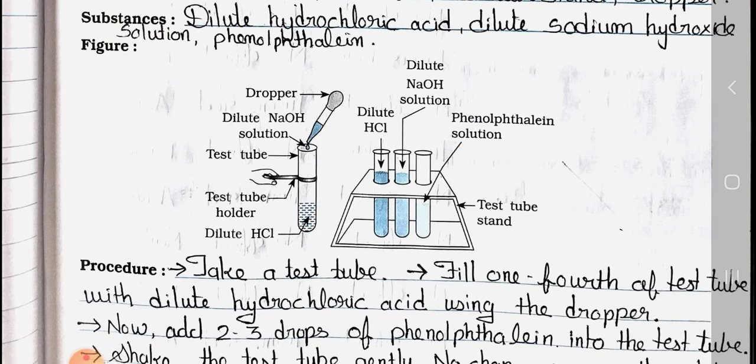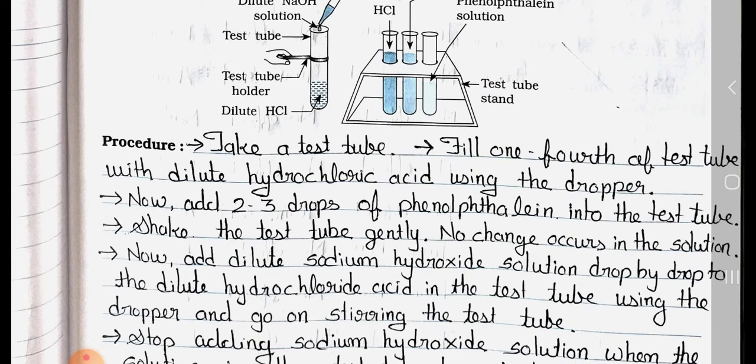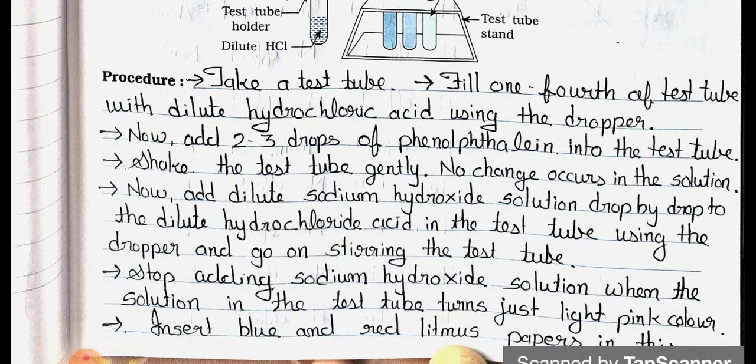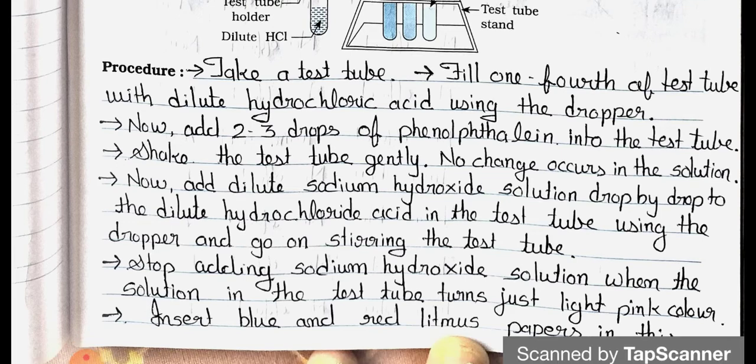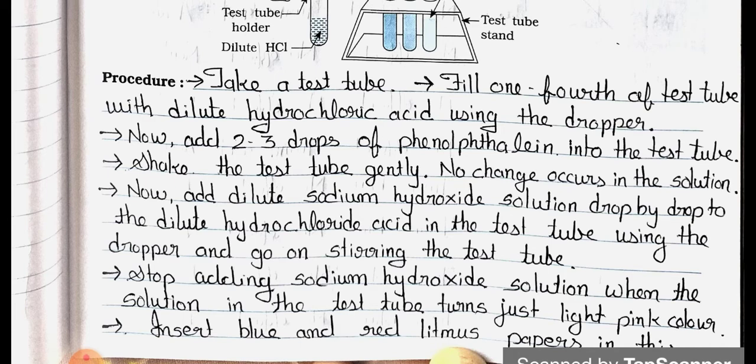Now see the procedure. Take a test tube, fill 1/4 of the test tube with dilute hydrochloric acid using the dropper. Now add 2-3 drops of phenolphthalein. I have told you, you have to add phenolphthalein with the help of the dropper. So now add 2-3 drops of phenolphthalein into the test tube. Shake the test tube gently; there is no change in color of the solution.